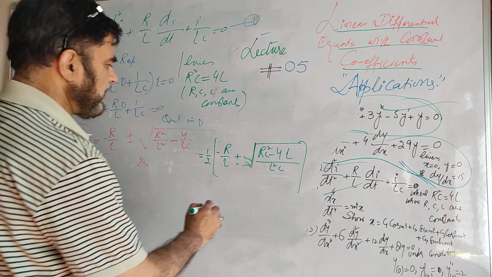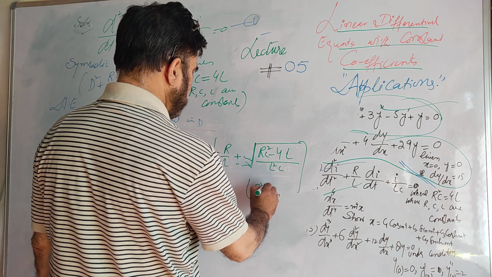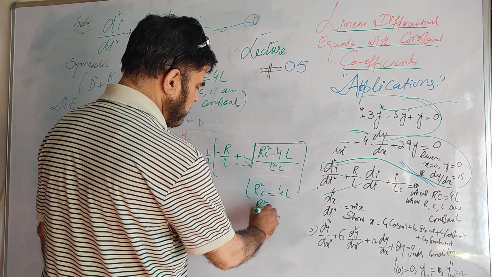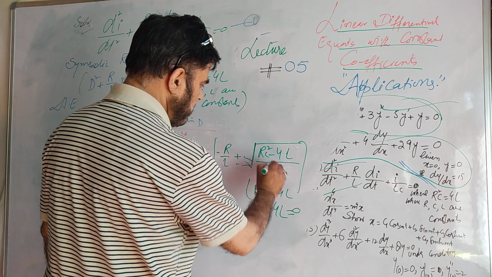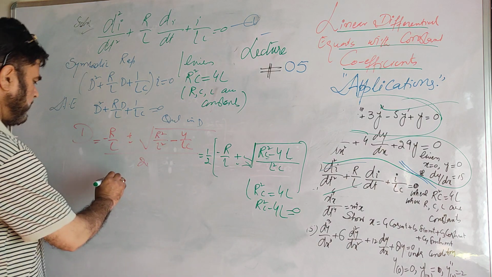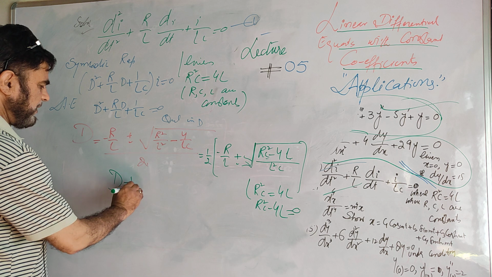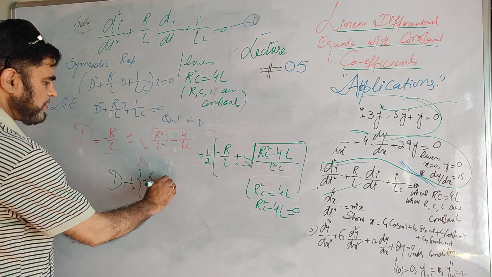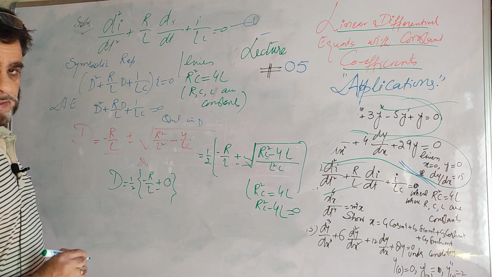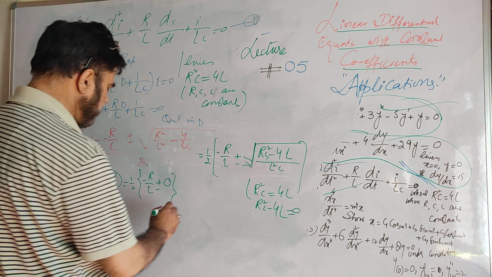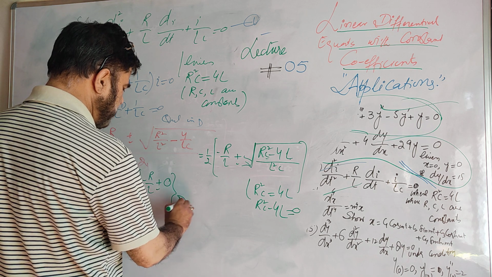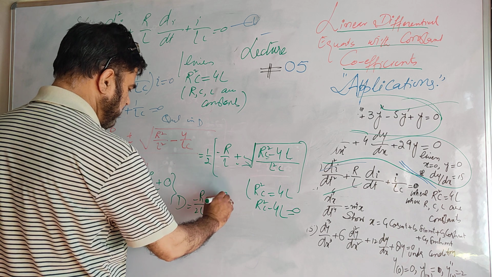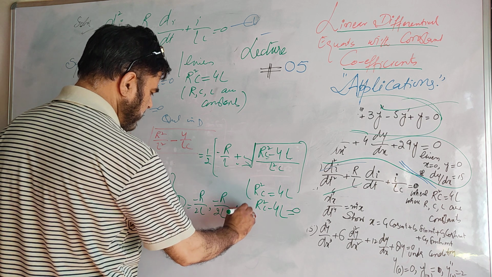But you are given here that r square c is equal to 4l. That means r square c minus 4l is 0. So this part under radical is 0. Therefore I am getting d as 1 by 2 into minus r by l plus minus 0. So you get repeated roots, because plus 0 gives the same and minus 0 also gives the same. So d is minus r by 2l, then again minus r by 2l. It is repeated.